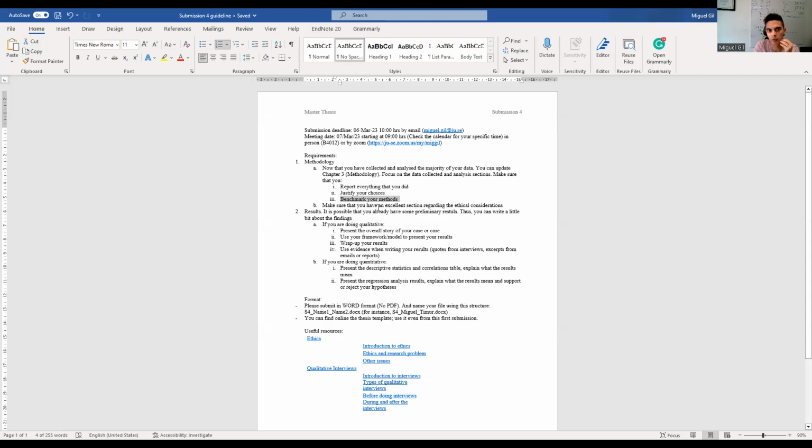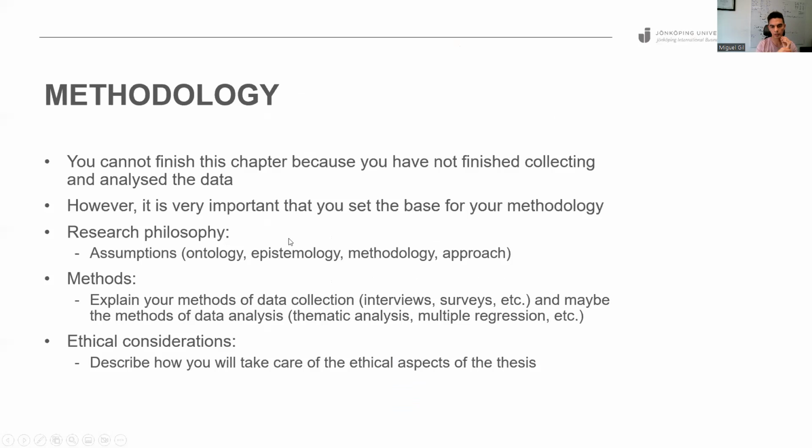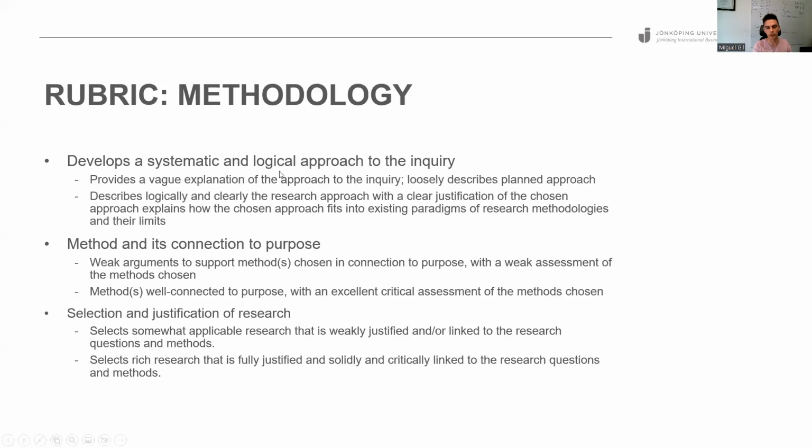Also, because most of you already started with the data collection, talk about ethics, like how did you achieve the consent and where are you keeping the data that so far you have collected. I know it won't be the final version of the methodology because you're still working on that, especially the analysis, but you have now a few more things to do.